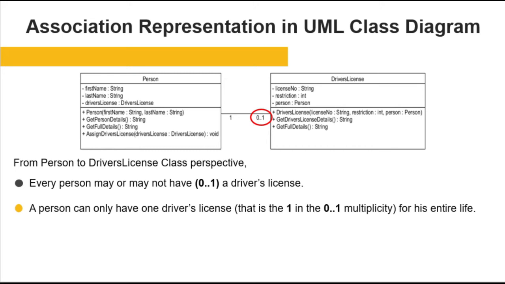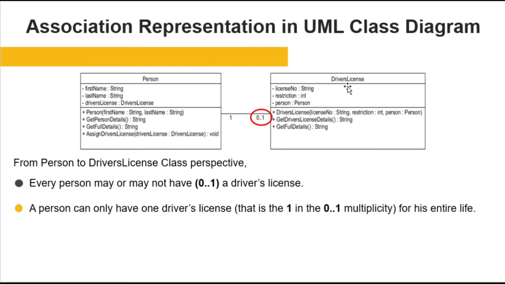According to the figure shown, from person to driver's license, every person may or may not have, that is 0 or 1, a driver's license as shown in the figure. In a real world scenario, it is not required for a person to have a driver's license, and that is the 0 here in the 0 or 1 multiplicity. Additionally, a person can only have one driver's license, that is the 1 in 0 or 1.